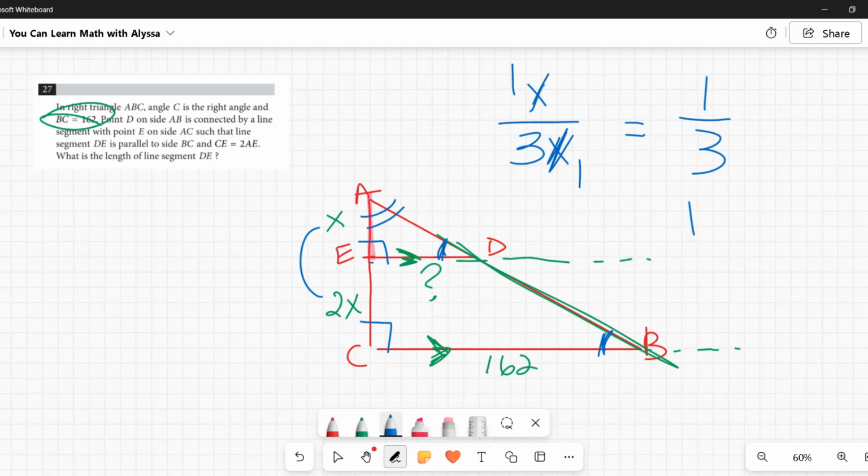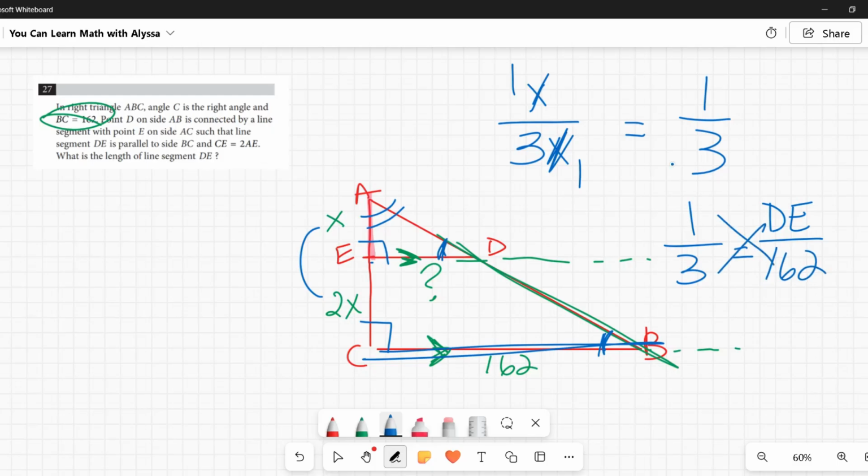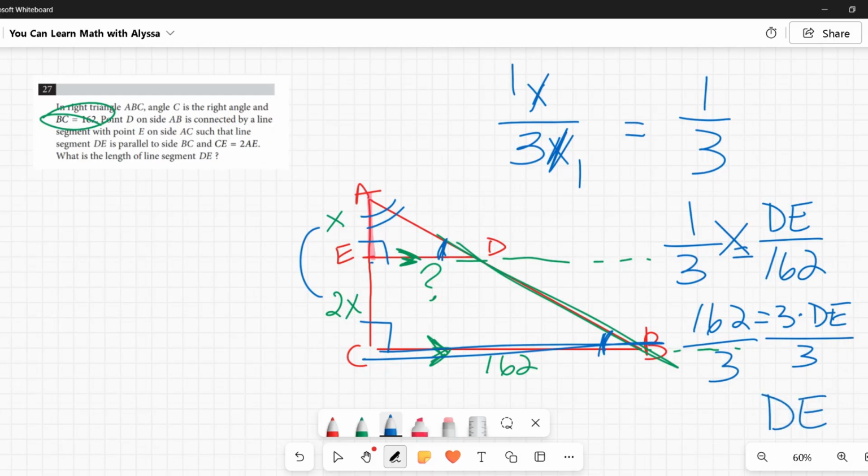So if I know that 1 to 3 is my ratio, and side DE is the side I don't know, and side BC, the side I do know, is 162, I can now cross multiply and solve for that length of the side. You can also view it as just saying, well, it's a third of it, so I can divide by 3. Same difference, both totally viable ways to look at this. So if I cross multiply, I will say 162 is equal to 3 times the length of DE. To find out the length of DE, I need to undo multiplying by 3, so I'm going to divide both sides by 3. And I'm going to get that DE is equal to 54.